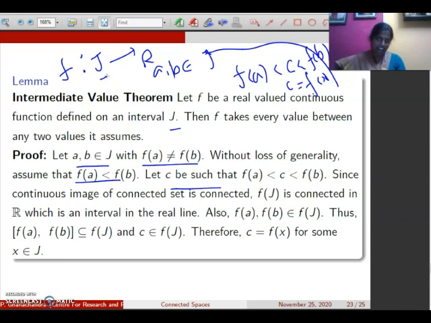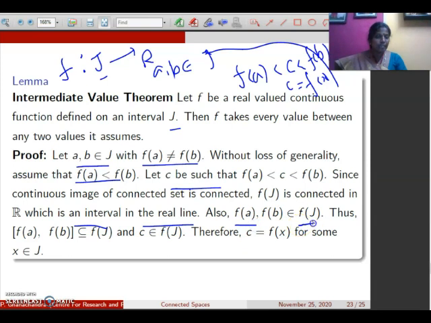In the real line, every interval is connected. Therefore, J is connected, and f is a continuous function. We use the above theorem: continuous image. M1 is connected, M2 is any space, so f of M1 is connected. Now we saw that theorem. Using J instead of M1 and R as M2, we can use that theorem and we get that f of J is connected in R, which is an interval in the real line.